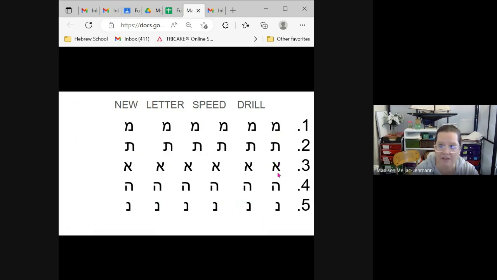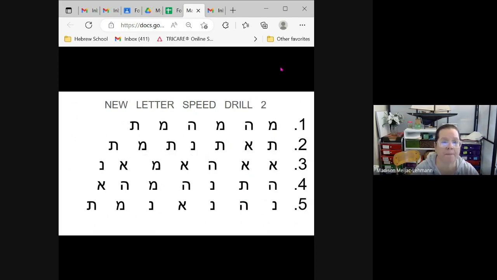Line 3 is Aleph. So you'd say Aleph, Aleph, Aleph, Aleph, Aleph, Aleph. Line 4 is Hey. So we'd say Hey, Hey, Hey, Hey, Hey, Hey. And line 5 is Nun. So we'd say Nun, Nun, Nun, Nun, Nun, Nun. And we're just getting to connect those to our brain, which is really important. Okay. Of course, it's going to get harder.